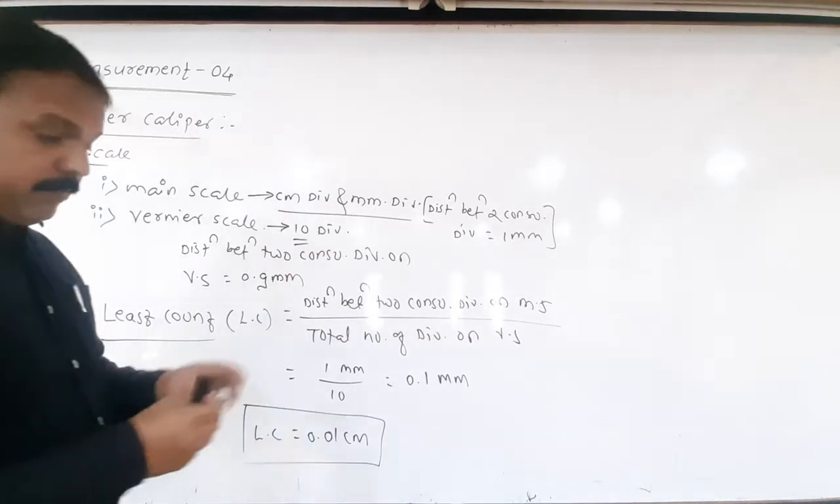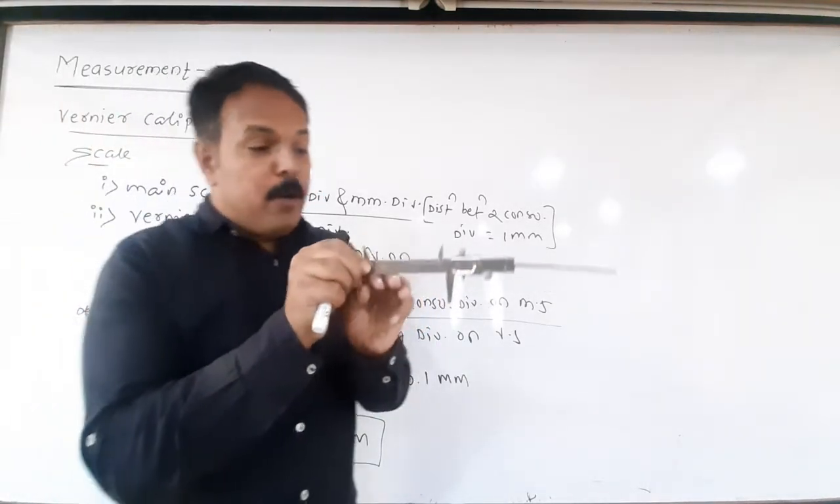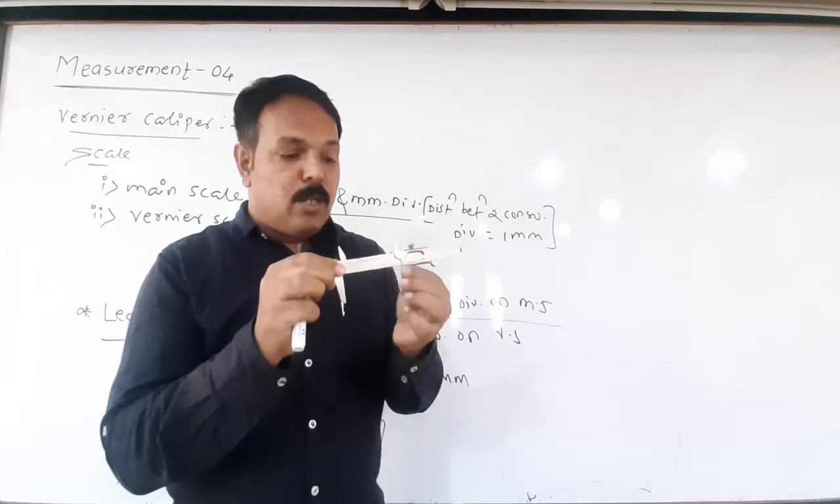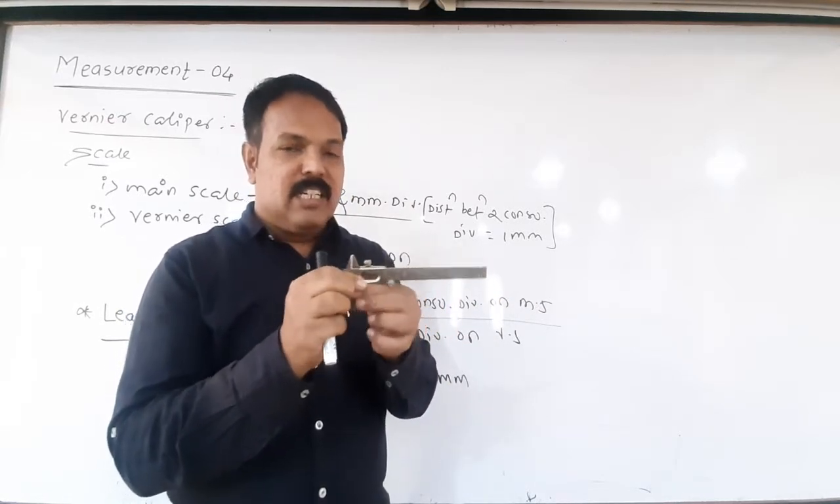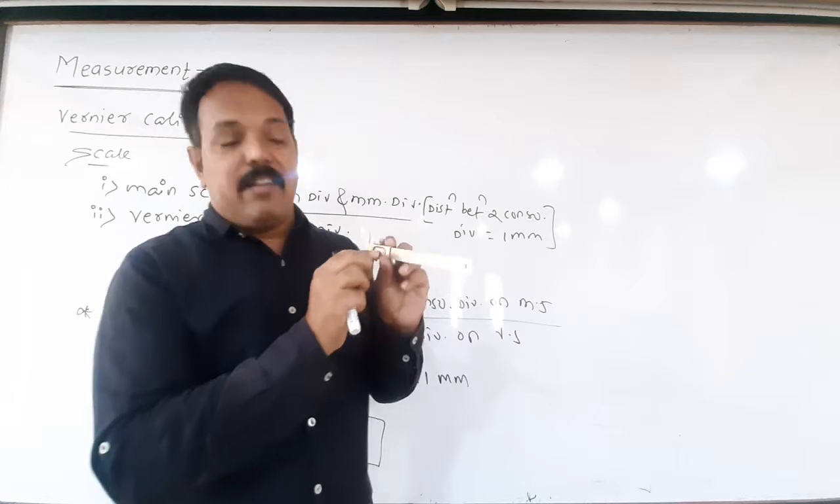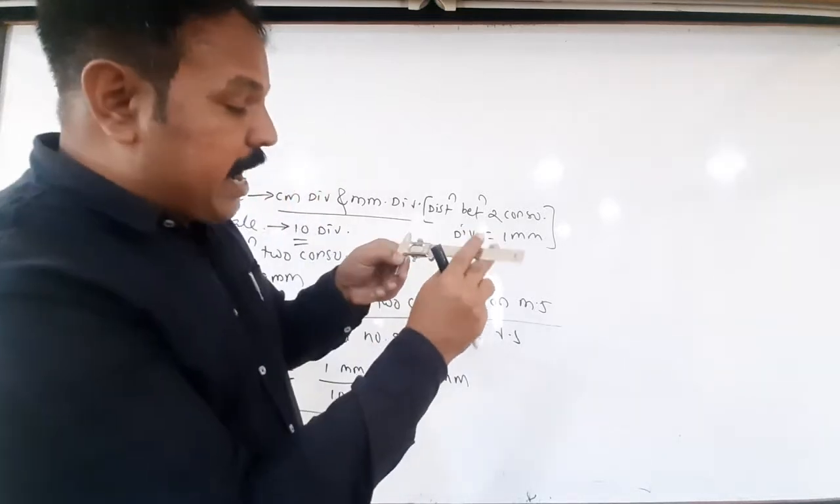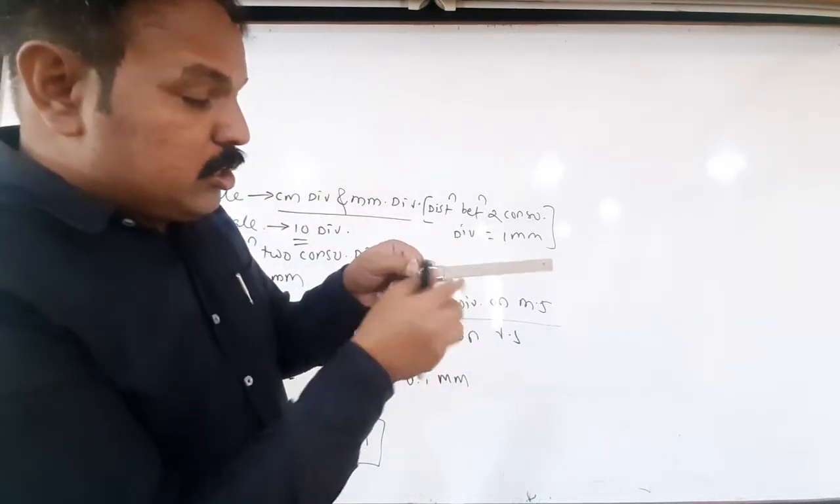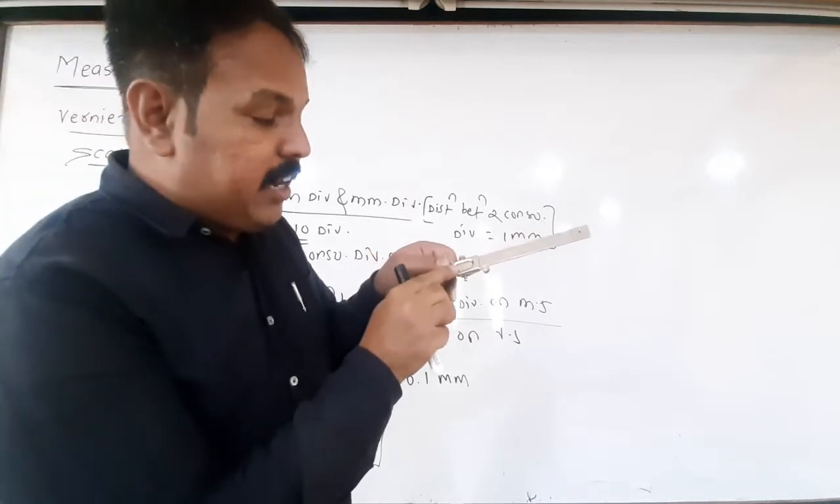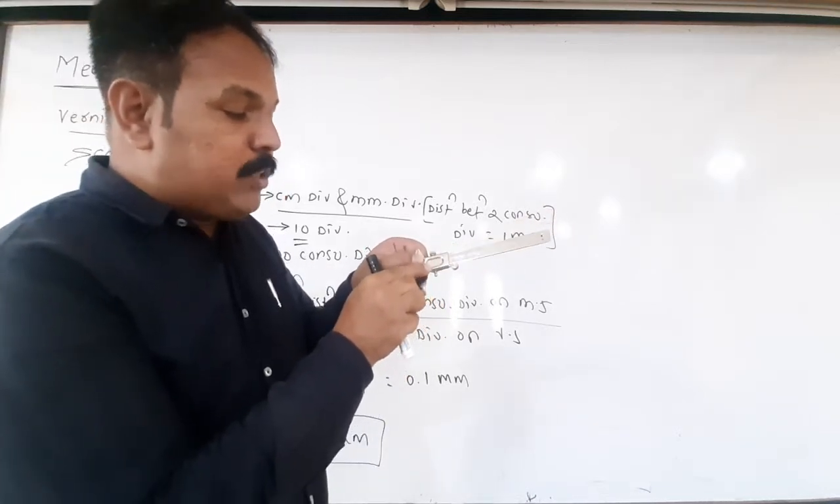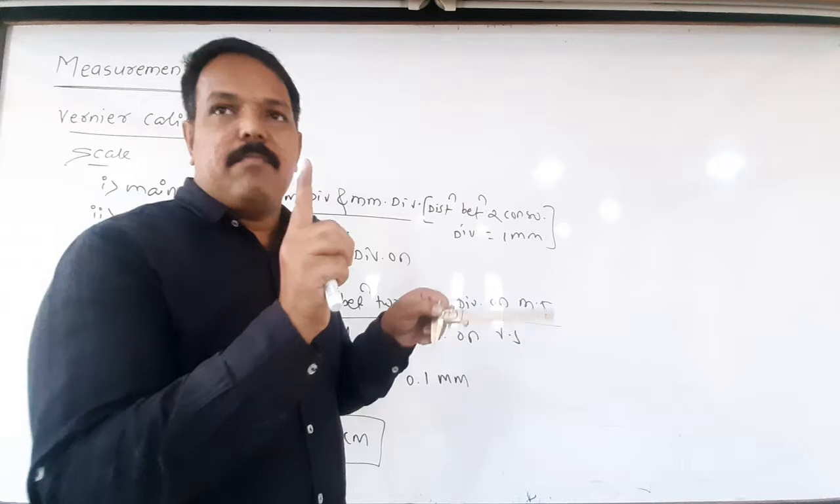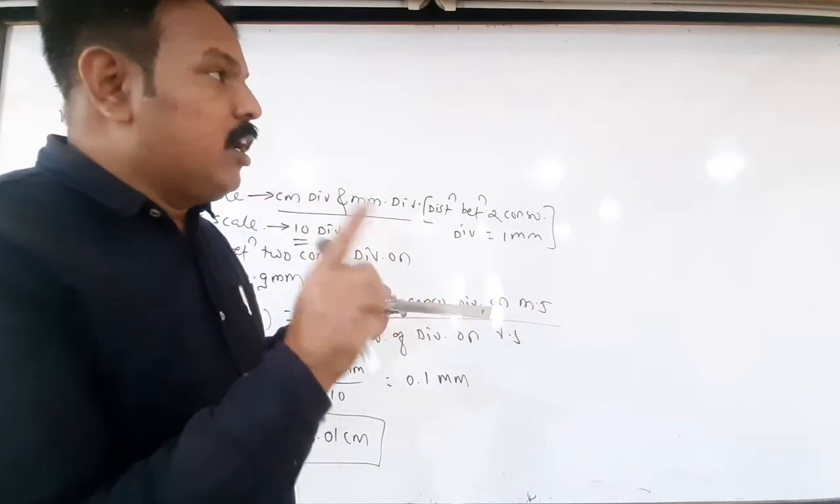Now another one. See here. If we close these two jaws, then here it has been observed that the 0th division on the main scale exactly matches with the 0th division on the vernier scale. See here, look at this.